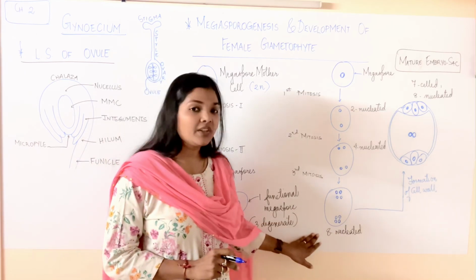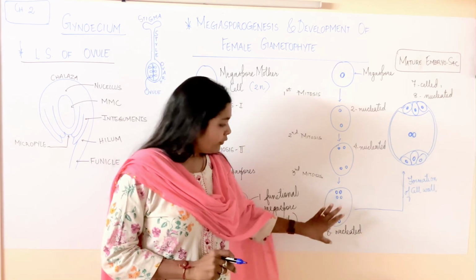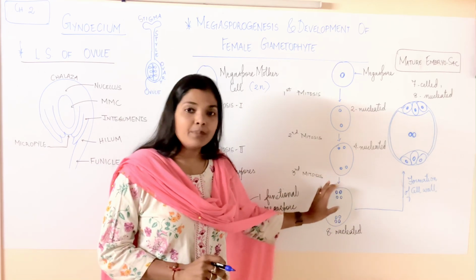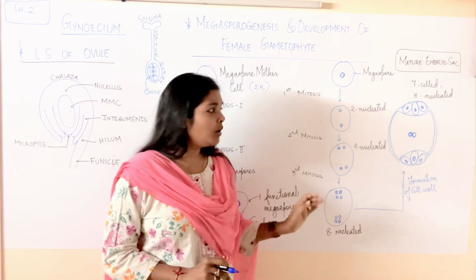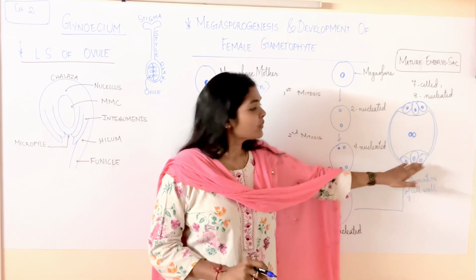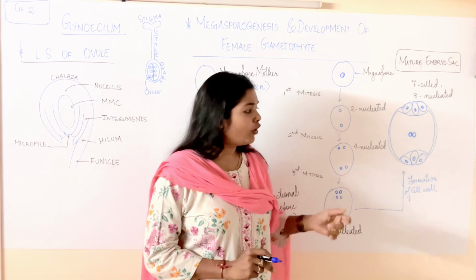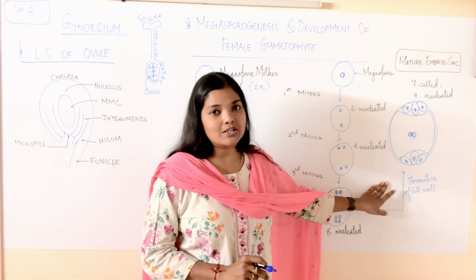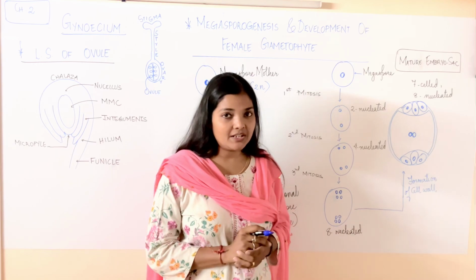Now after that, it is followed by the rearrangement of the nuclei. Of the 4 nuclei present at each pole, 1 nucleus from each of these poles moves towards the center. So at each pole you will see 3 nuclei are present. Followed by this, cell wall formation occurs. So now we have 7 celled but 8 nucleated structure.